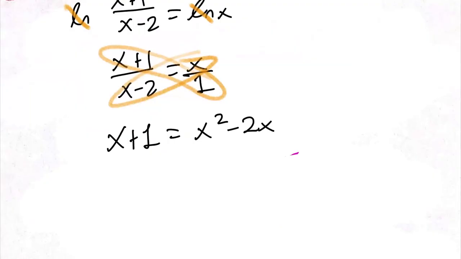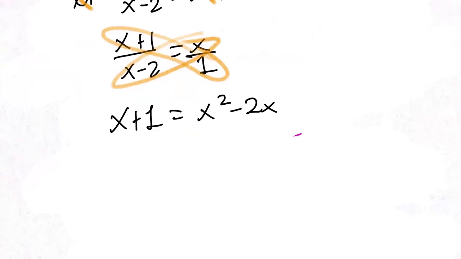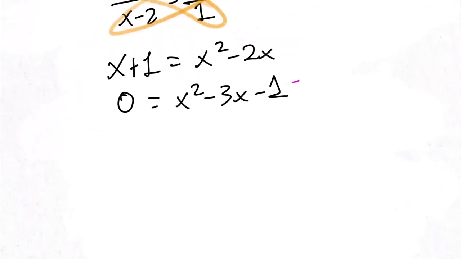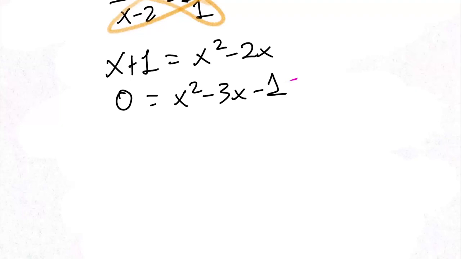Solve for x. In this case, we do have a quadratic equation here, so we're going to move everything to one side. Ideally, you want to keep a positive x squared, so we're going left to right. So we'll have 0 equals x squared, subtract x, we get negative 3x, subtract 1, we'll have minus 1. And then we're just going to use the quadratic formula to find the solutions.